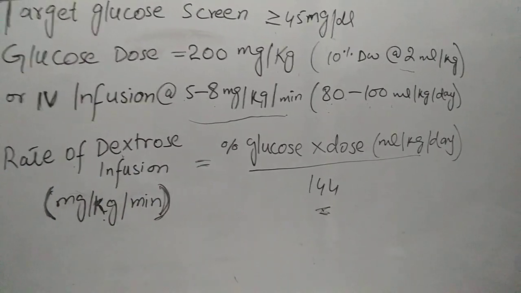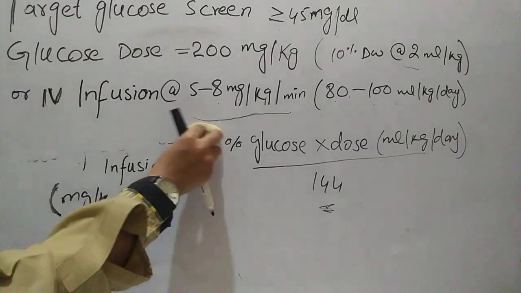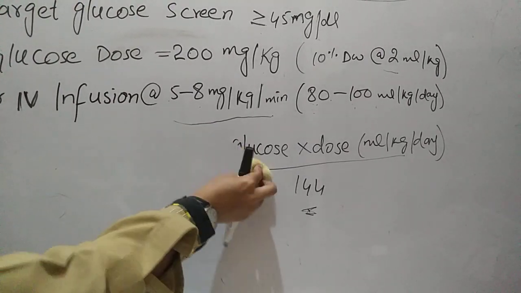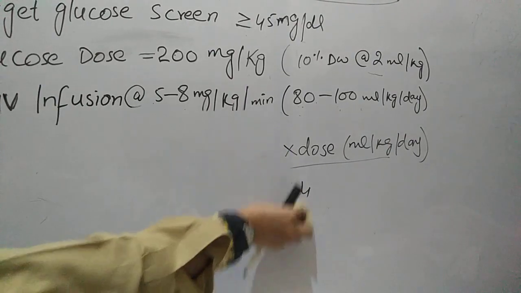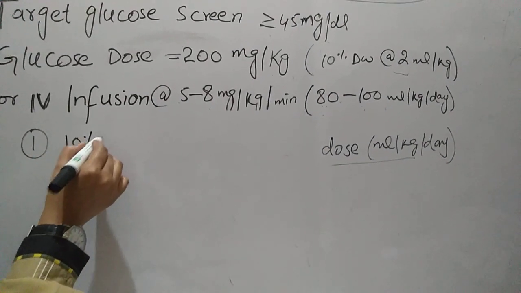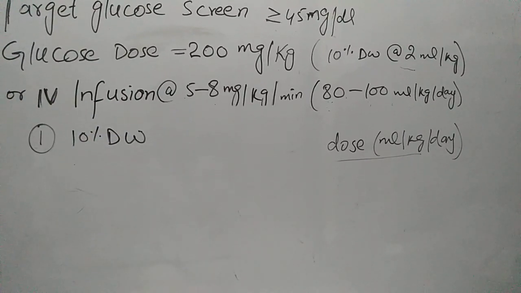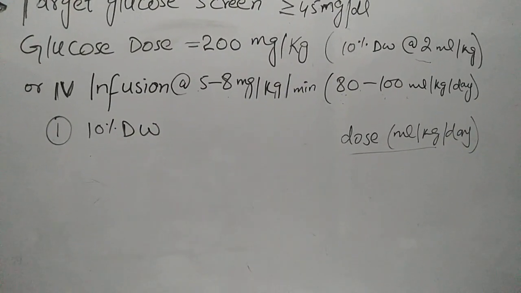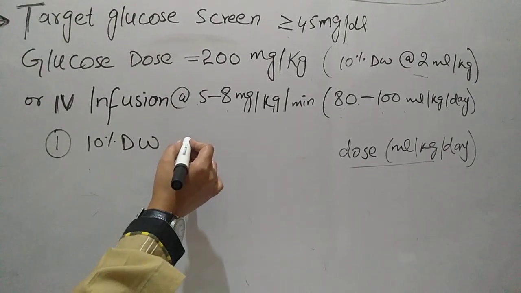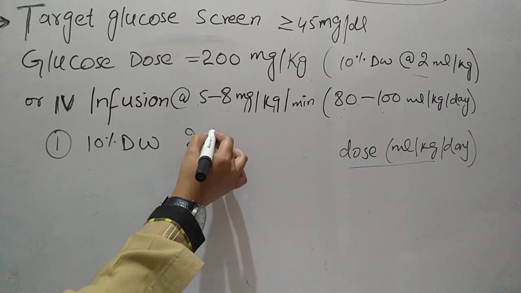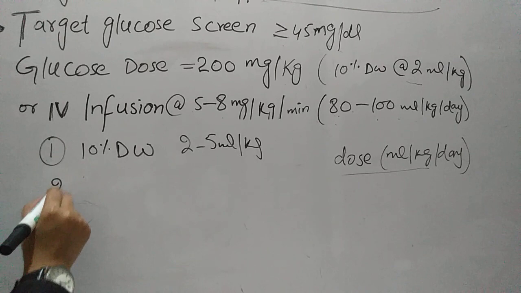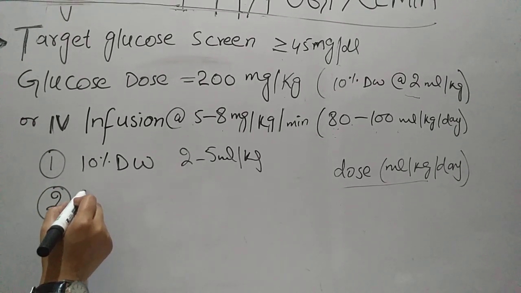You will have multiple options when you face hypoglycemia. Number one, you will give an IV bolus of 10% dextrose water to a patient with hypoglycemia at the dose of 2 to 5 ml per kg. And the second option is you will start the infusion.